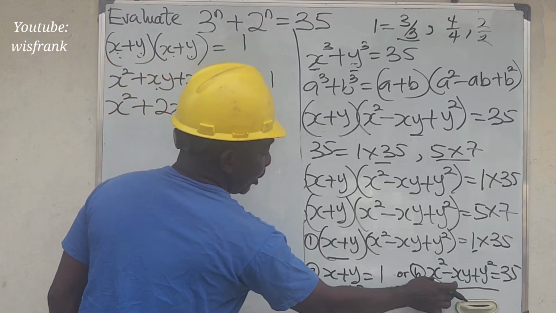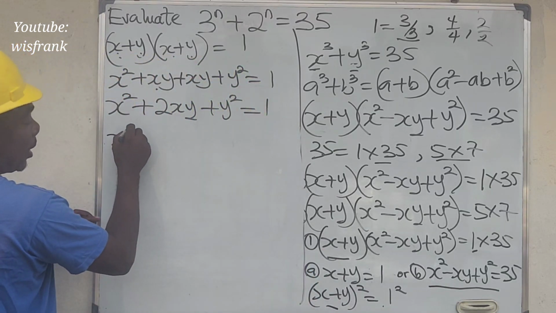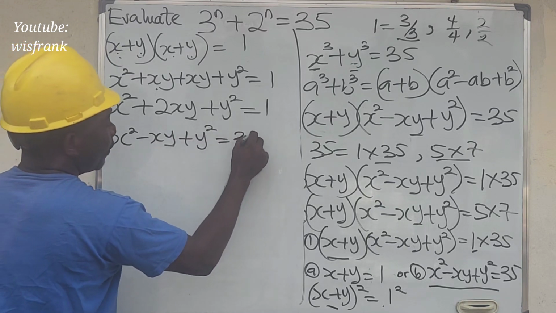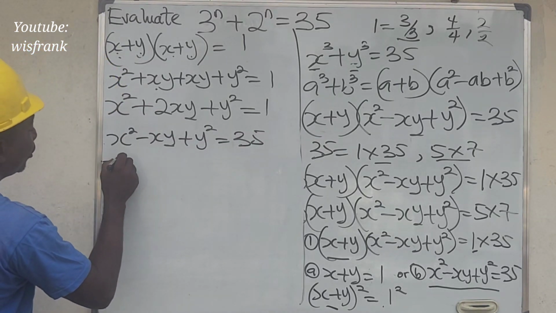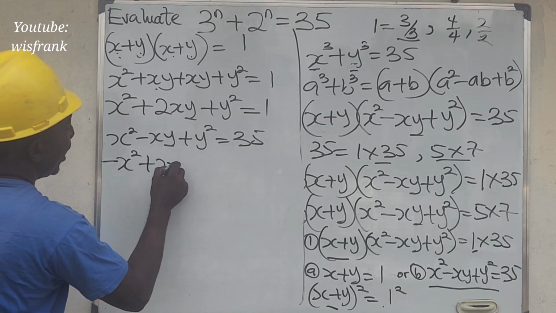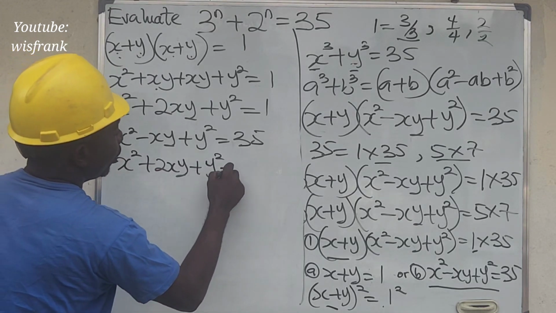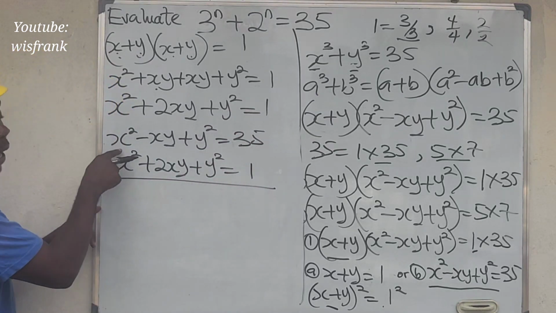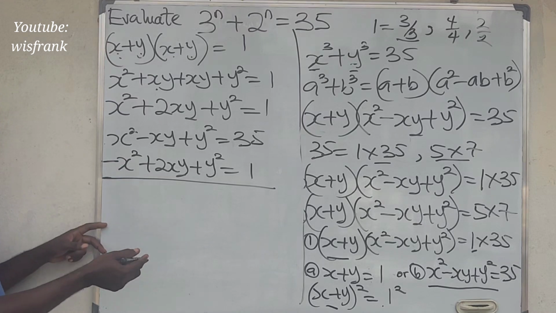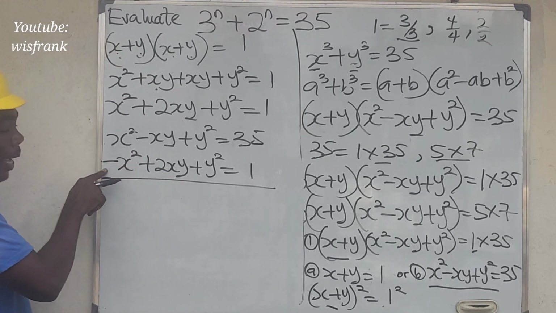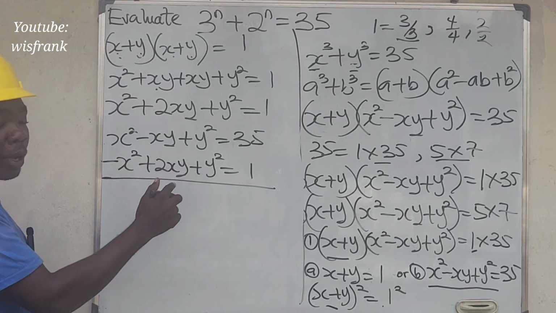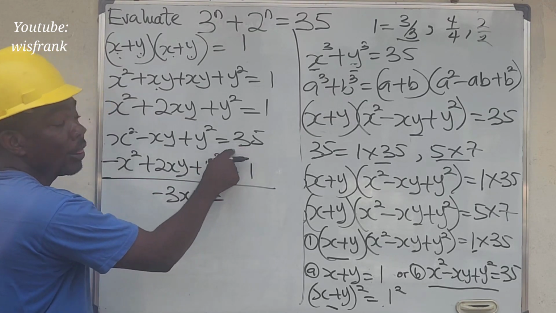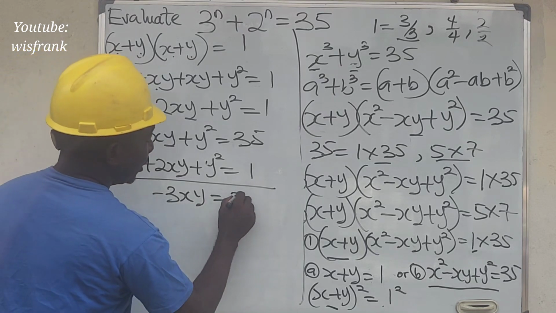So from here, the second one, we are going to subtract this from this b part. So that will become x to the power of 2 minus xy plus y to the power of 2 equals 35. So we subtract x to the power of 2 plus 2xy plus y to the power of 2 equals 1. We are subtracting this from here. So when we do that, we have x to the power of 2 minus x to the power of 2 is 0. We have minus xy minus 2xy, which will give us minus 3xy. This minus this is 0. We have 35 minus 1, which will give us 34.